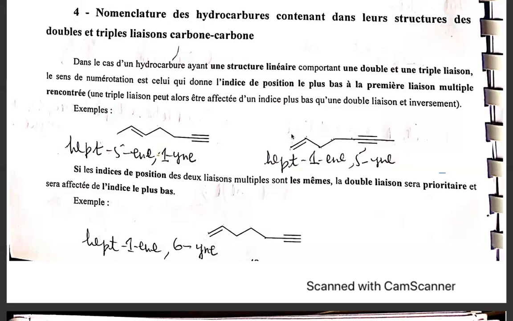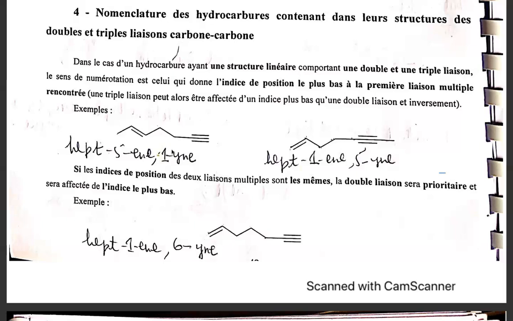It has the lowest index possible. So when we count, we are going to have 1, 2, 3, 4, 5. So the 5 is the position of the triple liaison. The position of the triple liaison.